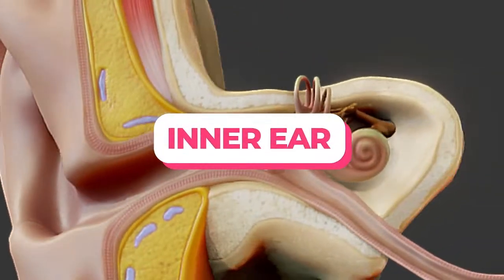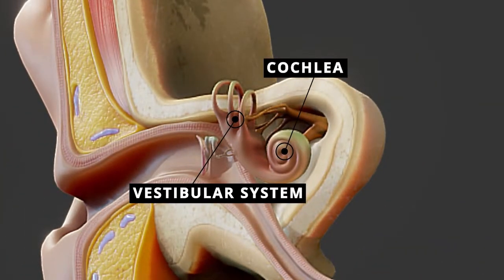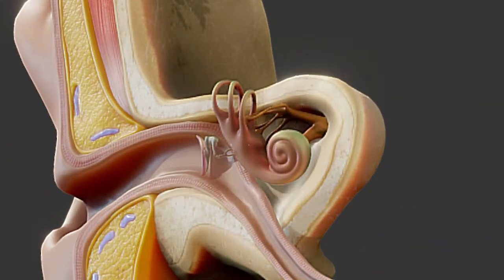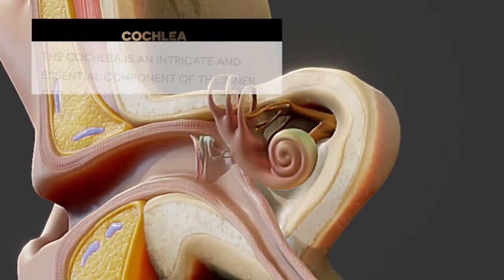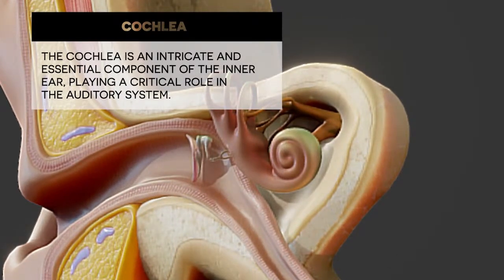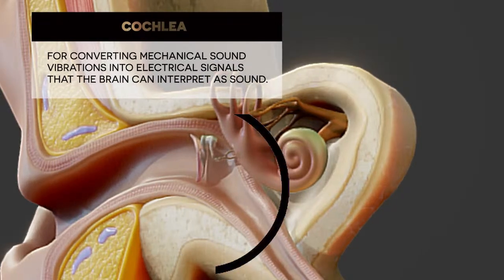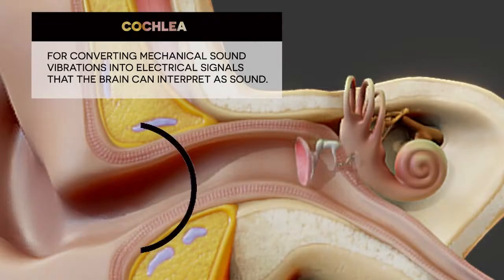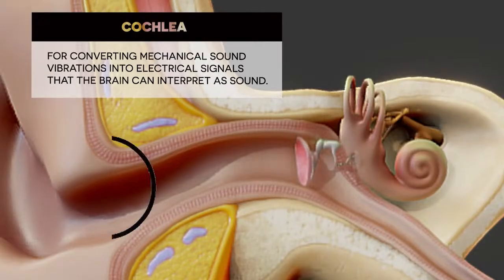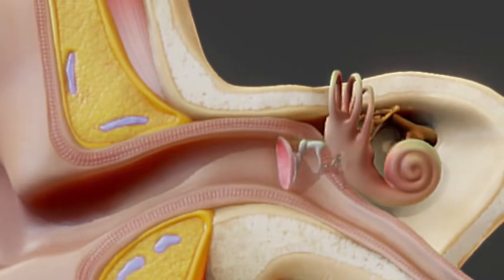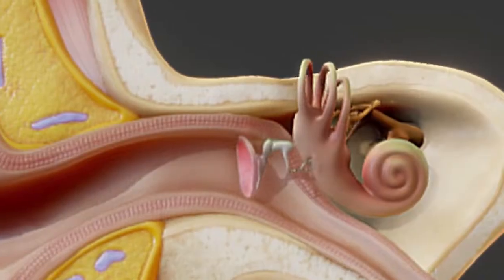Inner ear. The inner ear consists of the cochlea and the vestibular system. Cochlea. The cochlea is an intricate and essential component of the inner ear, playing a critical role in the auditory system. It is responsible for converting mechanical sound vibrations into electrical signals that the brain can interpret as sound. Here's a more detailed look at its structure and function.